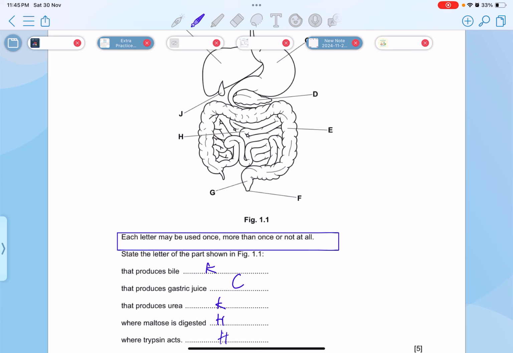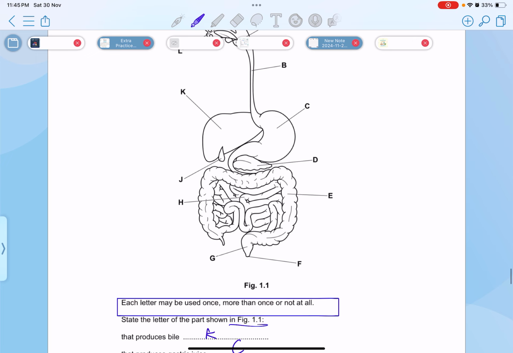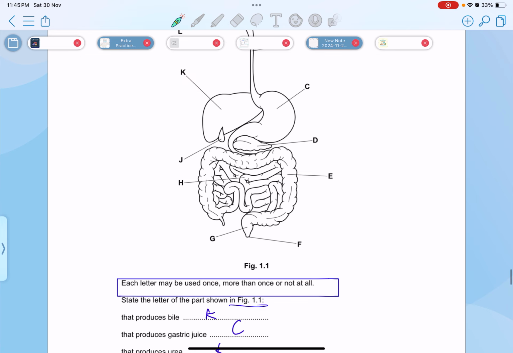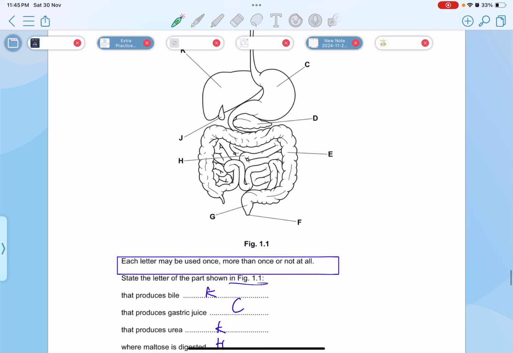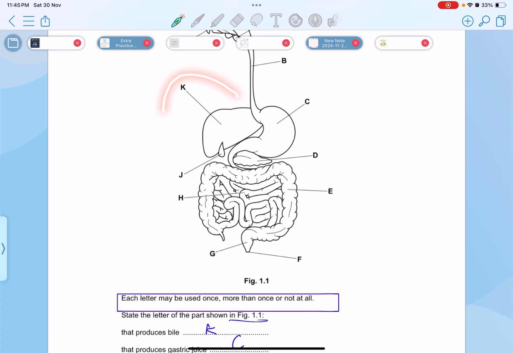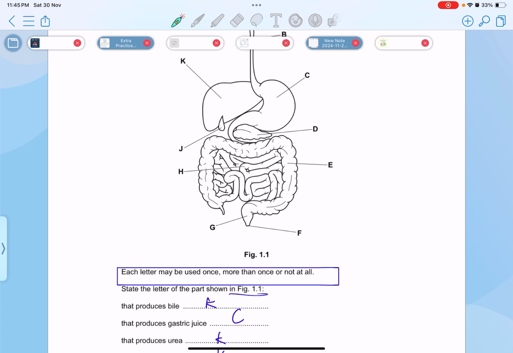State the letter of the part shown in figure 1.1 that produces bile. We know that the liver produces bile, so we're going to choose the letter that is directing on the liver. It's going to be K. That produces gastric juice. We know that gastric juice is produced in the stomach, and here is the stomach. It's going to be C. Produces urea. We know that the excretion of toxins happens mostly in the liver, so it's going to be K again.